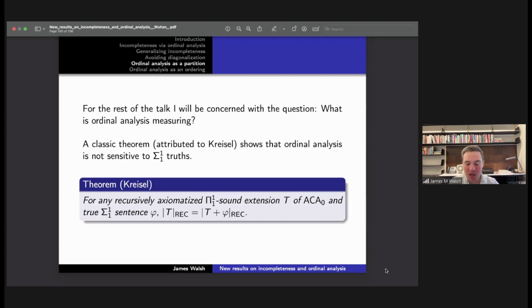So what's going on here? You can take a theory and you can bump up its proof theoretic ordinal by adding a Π^1_1 sentence, right? Because well-foundedness claims are Π^1_1. But in fact, you can't bump it up at all by adding a true Σ^1_1 claim. So ordinal analysis is not really just attending to consistency claims. It's not affected in any way by true Σ^1_1 claims. Okay, so this is Kreisel's theorem.